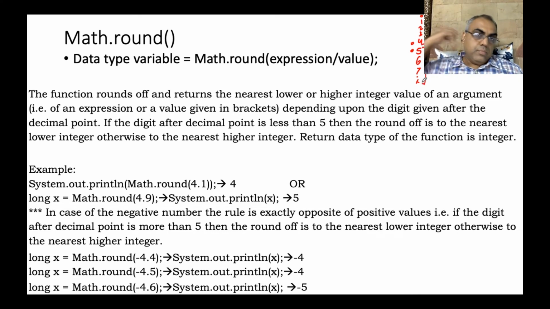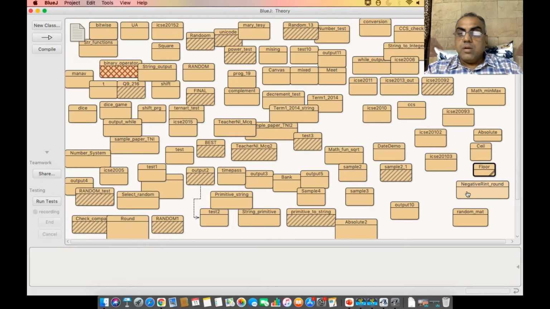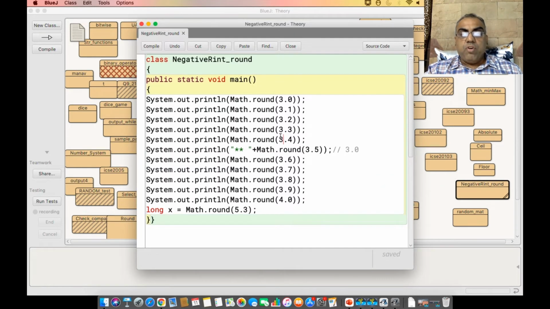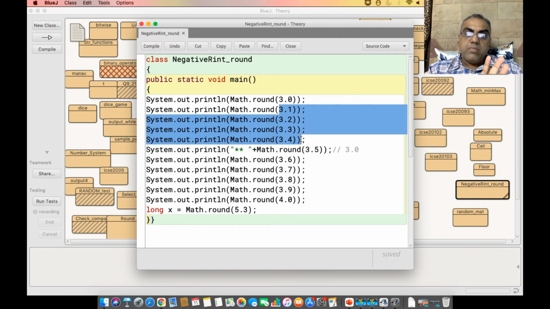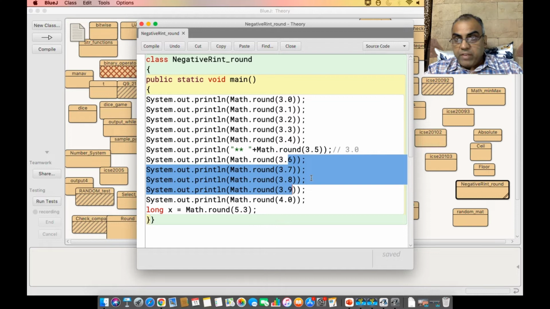This is all higher, okay, for a positive number. So let us see a set of positive numbers. It all depends upon what the value is. Let's say I have all numbers which are positive. I've got 3.0, and obviously nothing changes for 3.0 and 4.0. But for 3.1, since 1, 2, 3, 4 are all lower than 5, their conversion will be to the lower side. For 5, 6, 7, 8, 9, since they are 5 or more, their round off is going to be to the higher side.